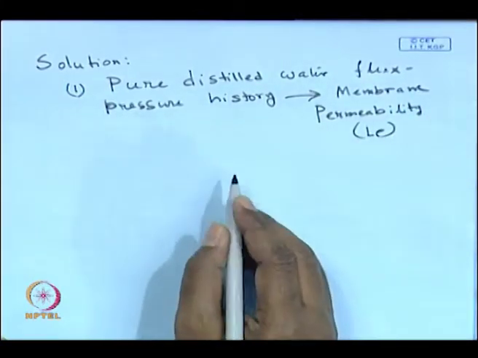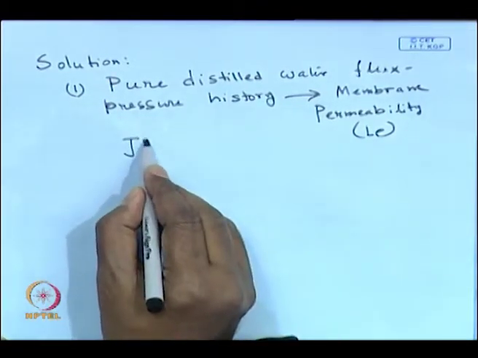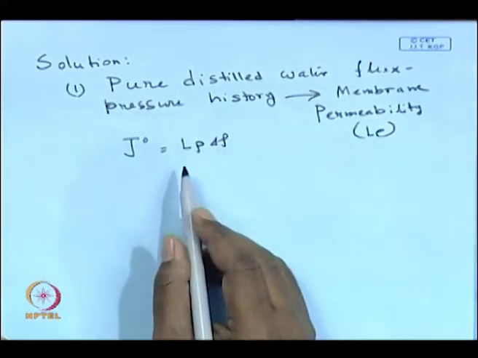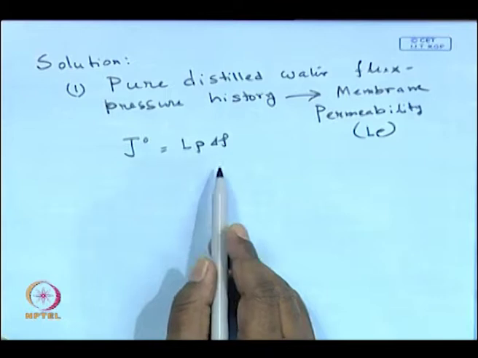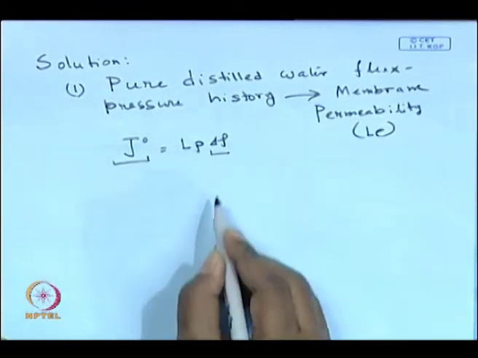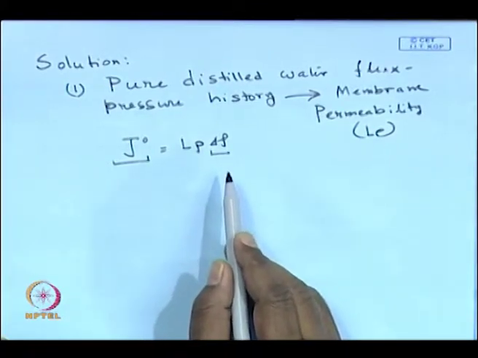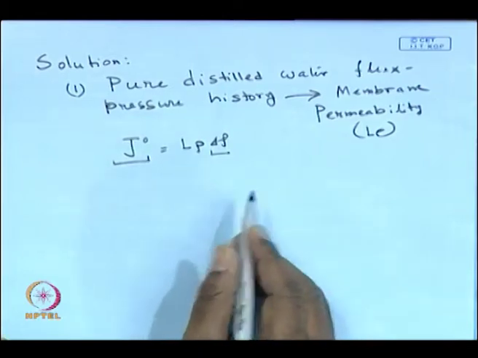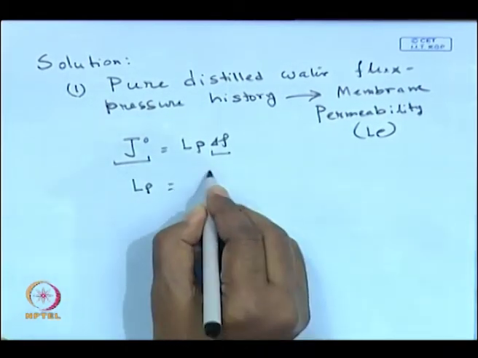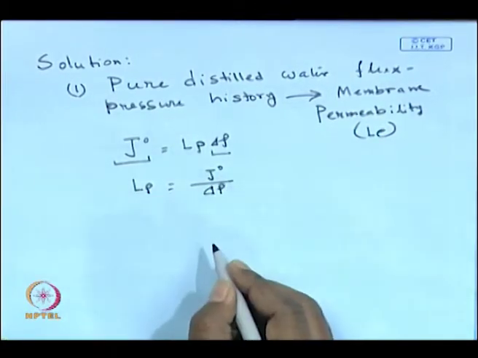Membrane permeability LP. So, what is LP? If you write down the expression, J naught is equal to LP delta P, that means the pure water flux will be proportional to the transmembrane pressure drop. Since it is distilled water, there is no question of osmotic pressure. So, osmotic pressure will be 0 and you can calculate the value of LP. LP will be nothing but J naught divided by delta P.